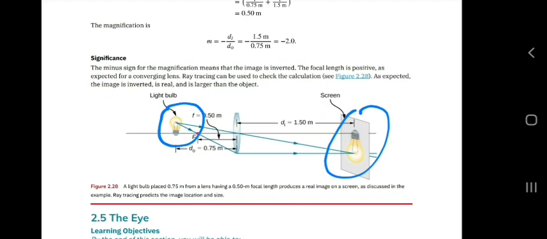So a light bulb placed 0.75 meter from a lens having a 0.50 meter focal length produces a real image on a screen. As discussed in the example, ray tracing predicts the image location and size. So as we can see, na invert ang light bulb nga image.